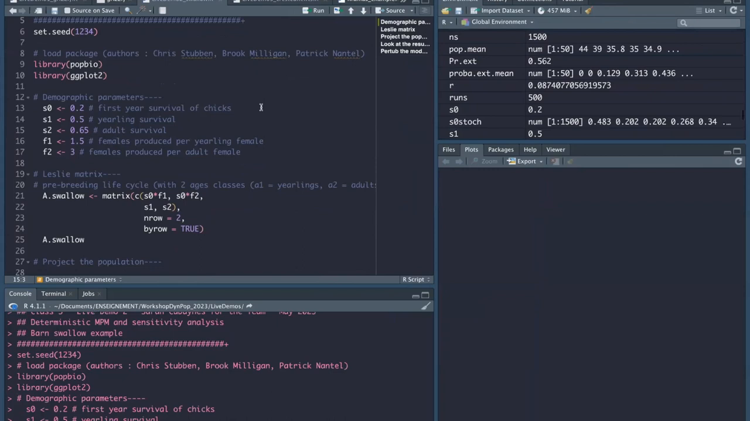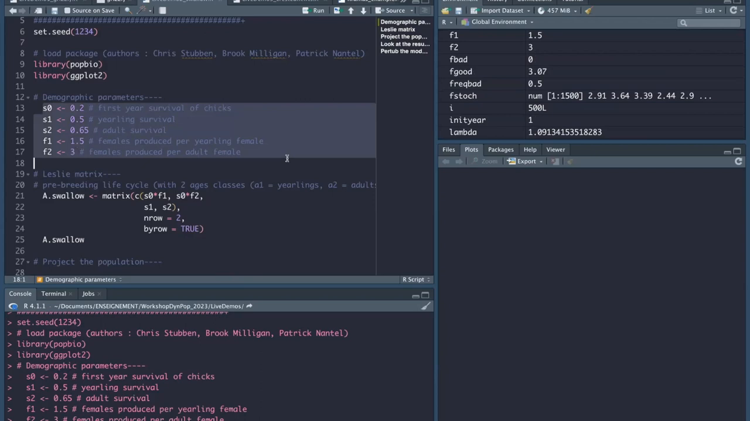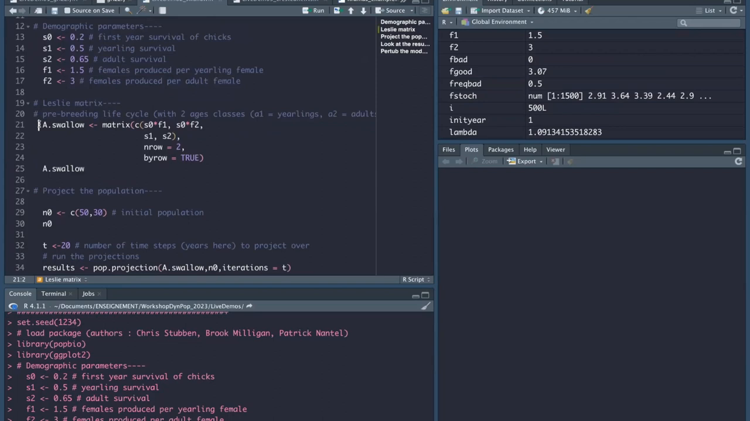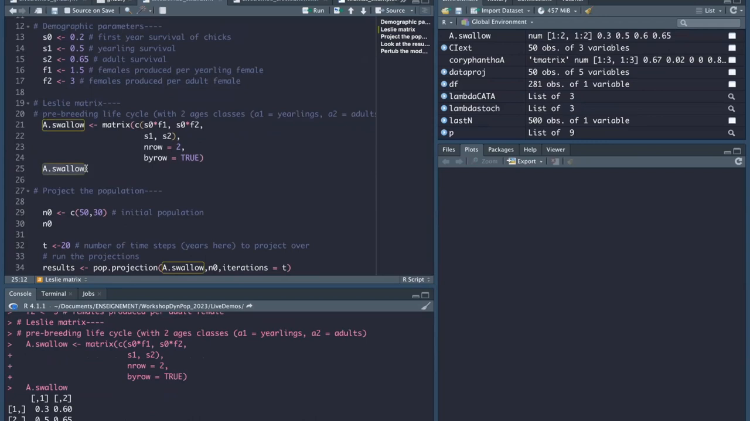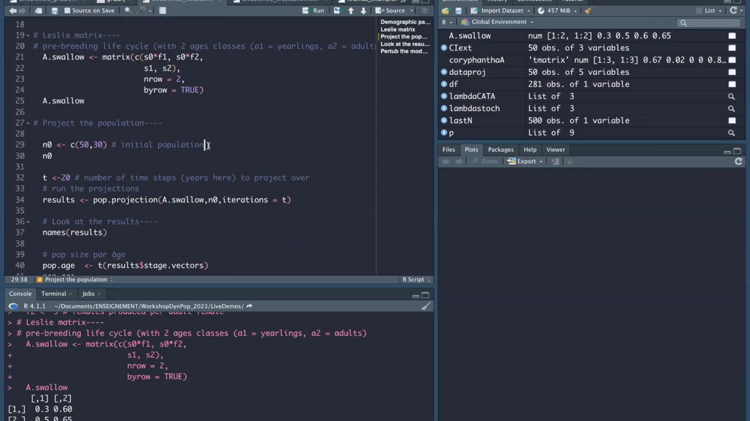You could have, instead of these values, your capture-recapture models here, and the output would be the parameters with the uncertainty associated with it. Here, we just assume that we got this value from the literature or just using the mean values here. We arranged them in the Leslie matrix that is built using the life cycle with two rows for juveniles and adults at time t plus one, and two columns, juvenile and adults at time t. We assume that we have 50 A1 and 30 A2 in the initial population. So we set this parameter N0.